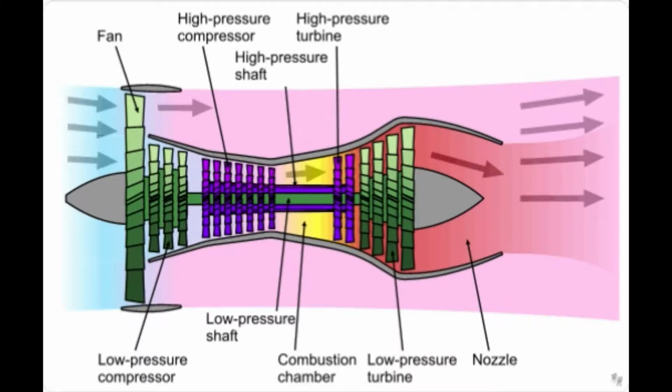A turbofan engine is very similar to a turboprop, but the turbofan engine uses a ducted fan instead of a traditional propeller. Turbofans are the engine of choice for modern airliners due to their efficiency.